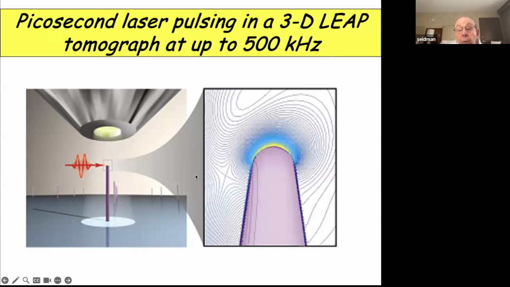Okay, over here, this is an artist's conception. You see, you're hitting the tip with the laser light, and the atoms go through this orifice in the local electrode. And this is a schematic of what the electric field above the tip looks like.